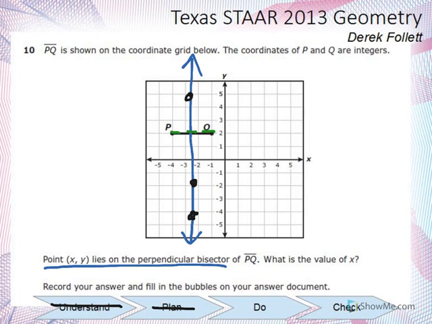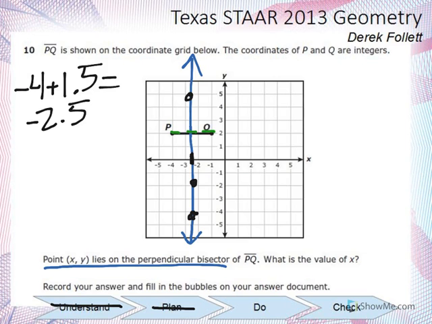So P is at -4. So what's -4 plus 1 1/2? Well, that's -2 1/2. Or we can just look and see where that line meets the x-axis. It looks like about -2 1/2. Or we could use the midpoint formula.